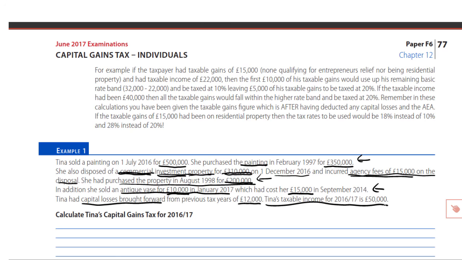What tax rate do we apply? We're a higher rate taxpayer. None of the gains attract entrepreneurs relief. None of them are residential property. So the relevant higher rate is 20%.